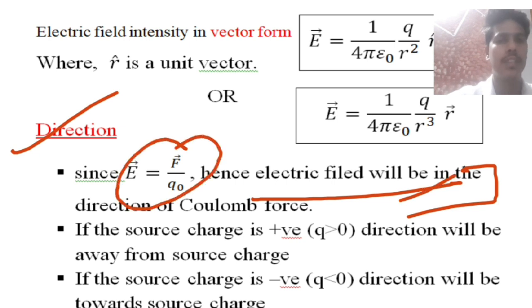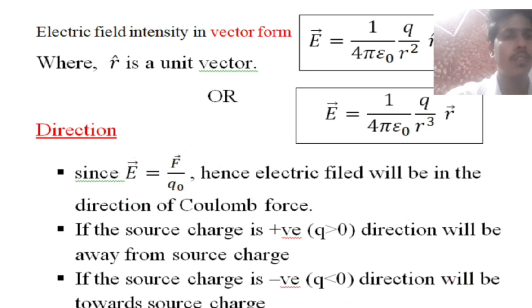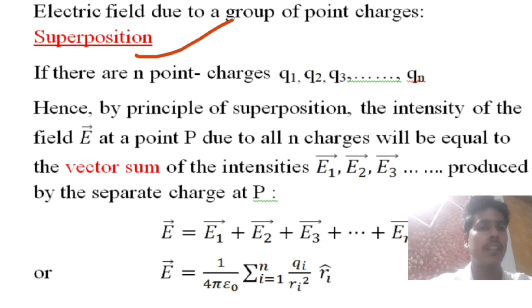We have solved this derivation. Now if the charge is a positive charge, then the direction will be away from the source charge, and if the charge is negative then it will be towards the source charge. Here you can see, for electric field, last time we saw the superposition principle for Coulomb's force, but now we will discuss the superposition principle of electric field. It is similar to what we completed in the last lecture for the force.